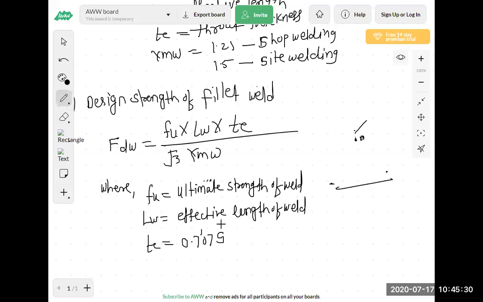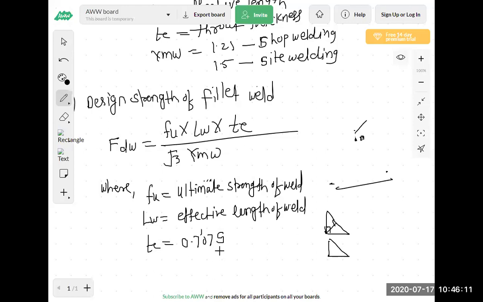So in the fillet weld we have to use the throat thickness 0.707 S, because we have done the derivation for this triangle. So here the right angle is there. In a fillet weld, what is the shape? The shape is a triangular shape. So for that we have derived the throat thickness, and the value for the right angle triangle is 0.707 S. So that throat thickness we have to choose directly.